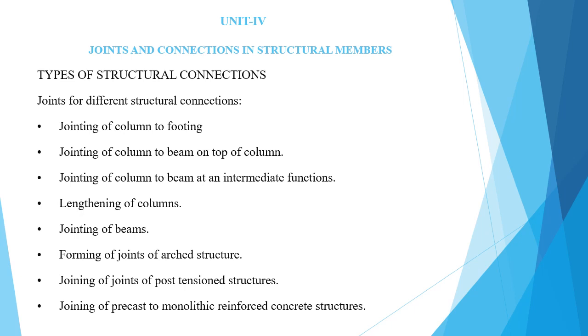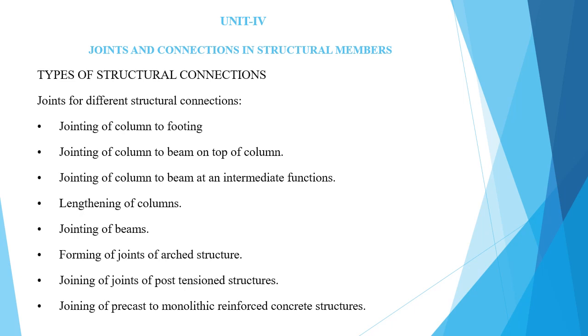Joining of column to beam at intermediate junction. One method of forming a hinge-like joint consists either of placing two beams on a small cantilever protruding from the column, or of putting them into an opening of adequate shape left out in the column shaft.